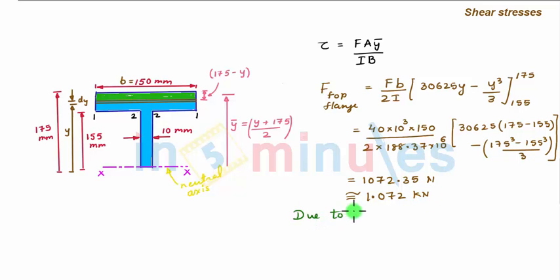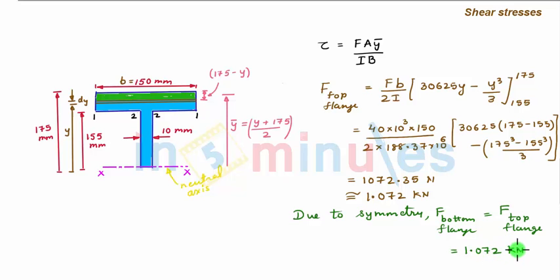Now due to symmetry, the shear force on the bottom flange will be equal to the shear force on the top flange, since both the flanges are at equal distance from the centroidal or neutral axis of the whole section. So this will be the same, 1.072 kilonewton.